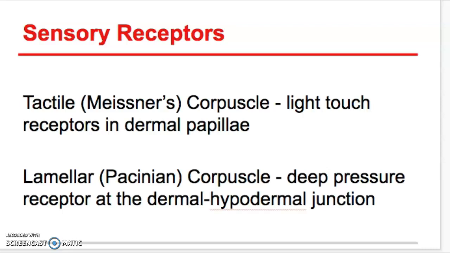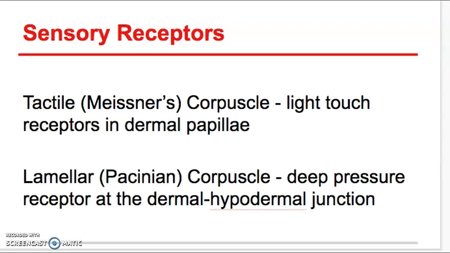That touch is sensed by things called tactile corpuscles. They're also called Meissner's corpuscles. These are found in those little finger-like projections, the dermal papillae. So that's why I make you take your fingertips and do that light touch, so you remember that they're found in those finger-like projections of the dermal papillae.